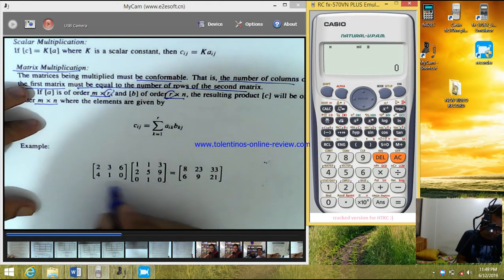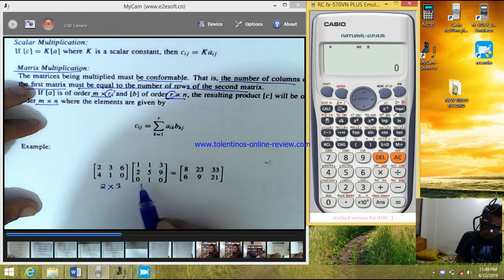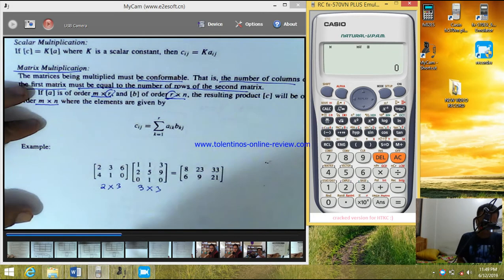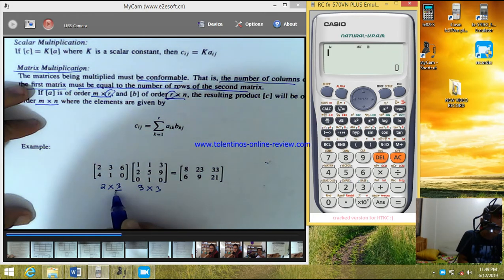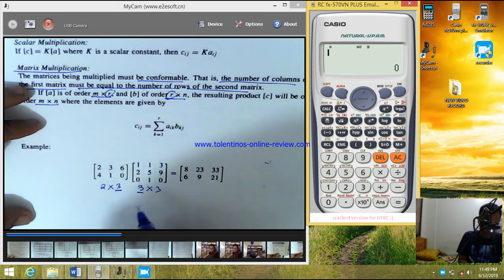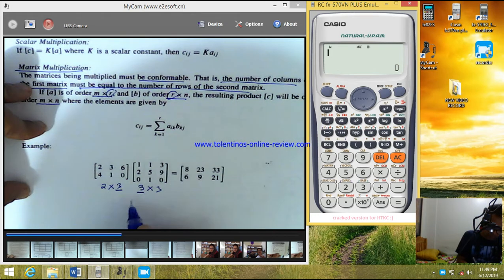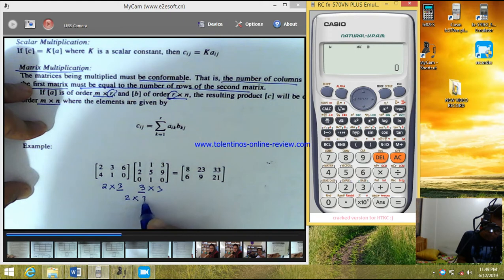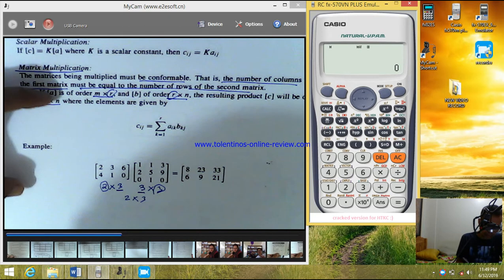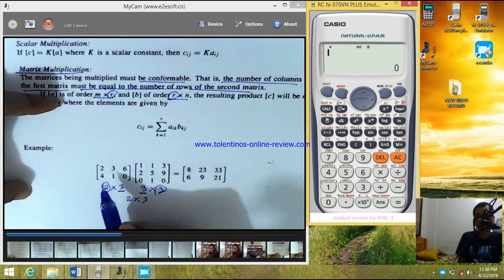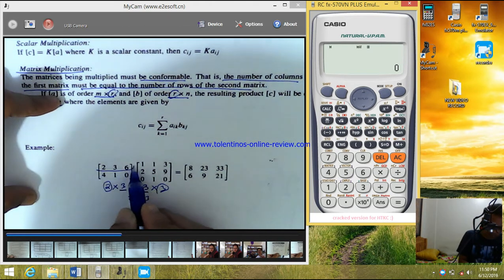Okay. What is the order of this matrix? This is 2 rows by 3 columns. What is the order of this matrix? This is 3 by 3. Are they conformable? Yes, because the number here is the same as the number here. The number of columns here in the first matrix is equal to the number of rows in the next matrix. And the result is a 2 by 3. So, this will be the result. Okay, 2 by 3. In order to multiply, just multiply corresponding rows to corresponding columns and add.